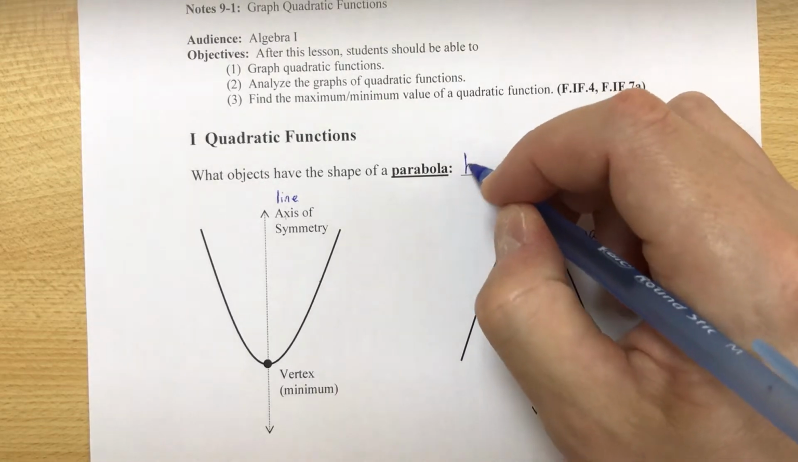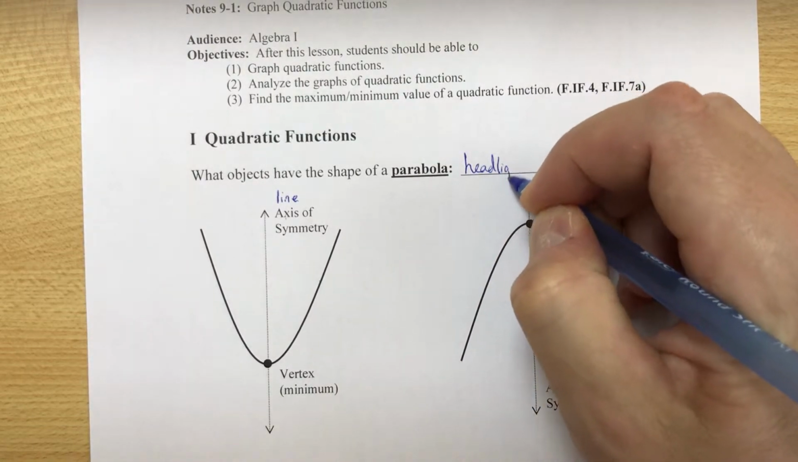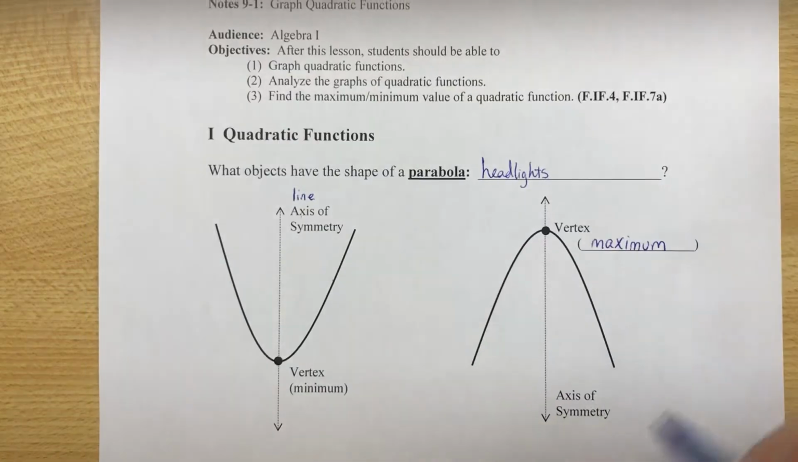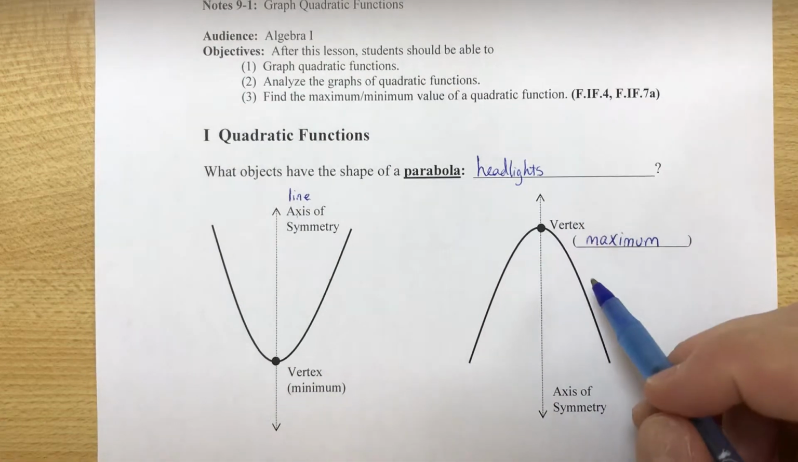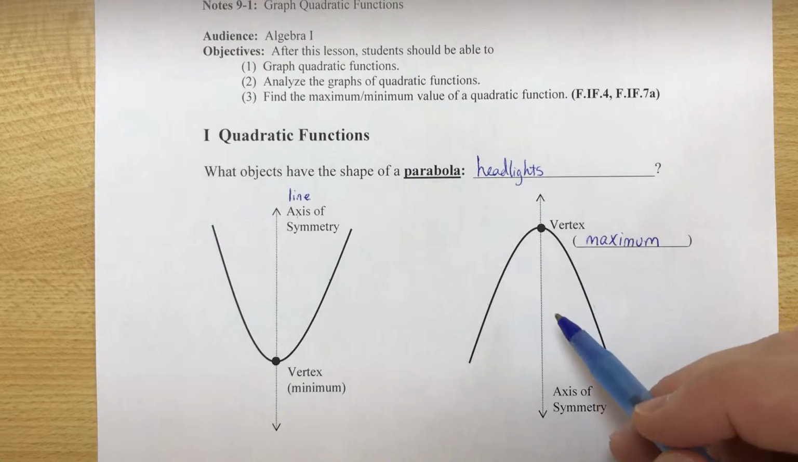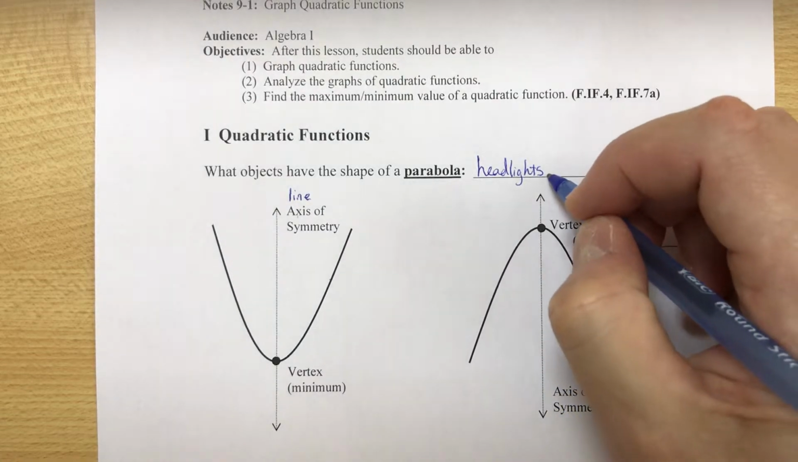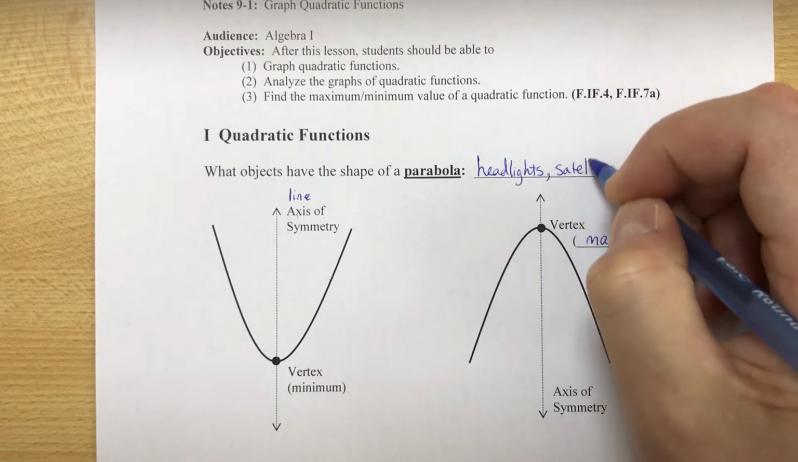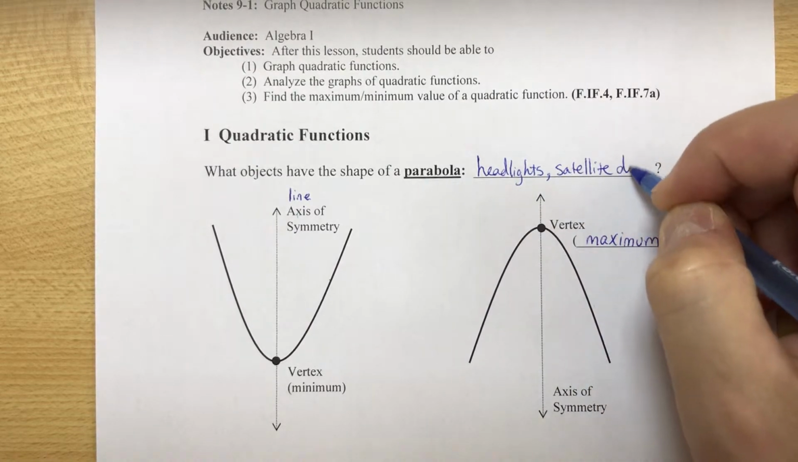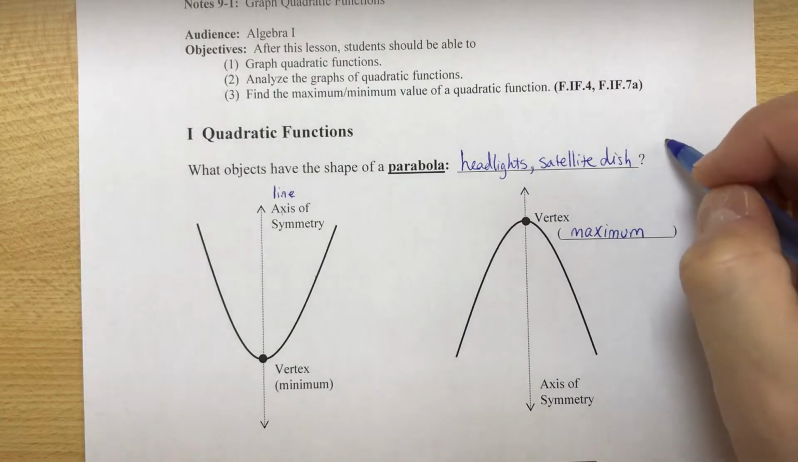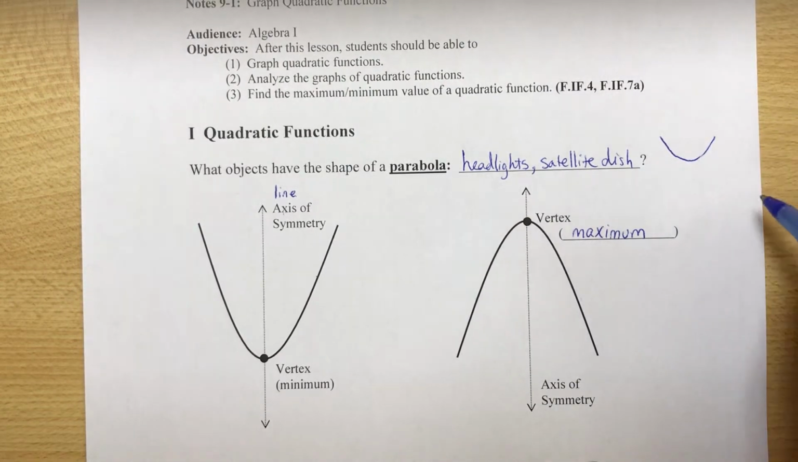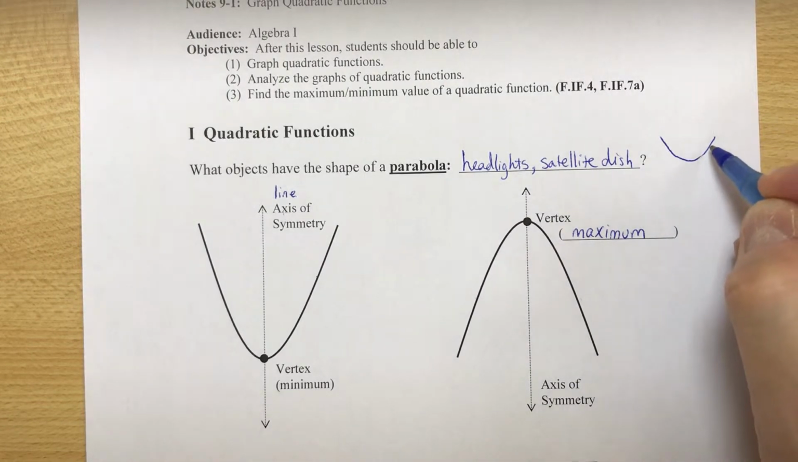But there are other things that have this kind of shape. If you think of headlights of a car, headlights are not flat. If you look at the headlights, you'll see that they're curved outward because that maximizes the amount of light that can be shown. And then another thing that you're familiar with would be a satellite dish. So when you see a satellite, it has this parabolic shape to it.